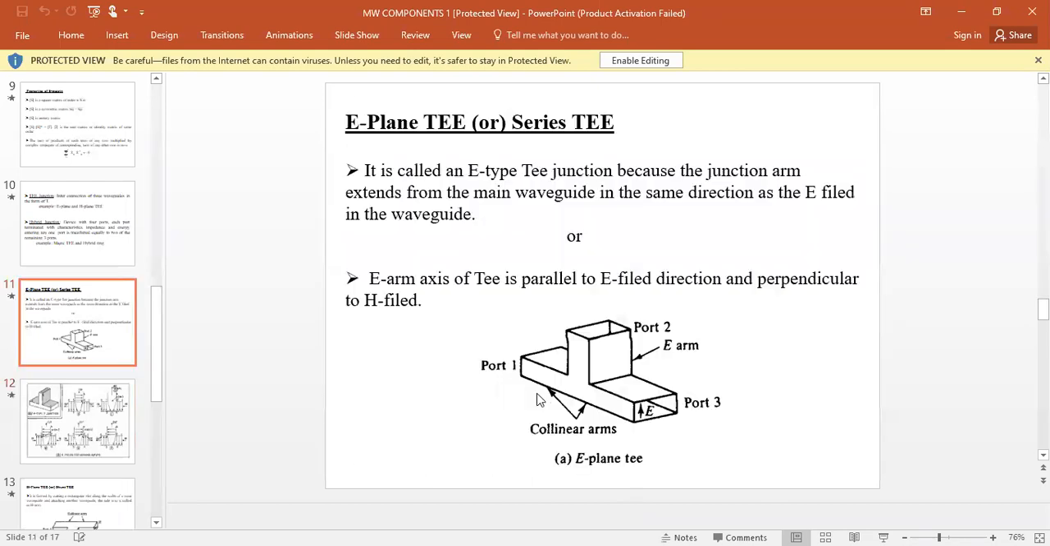So this is called an E-type junction because the junction arms extend from the main waveguide in the same direction as the E field in the waveguide. Okay? If this is the first port, the power will be distributed equally to the other two ports in the same direction. So the E arm axis of the T is parallel to the electric field direction and perpendicular to the H field. Okay? If we take the representation in the same plane, we call it the E plane.